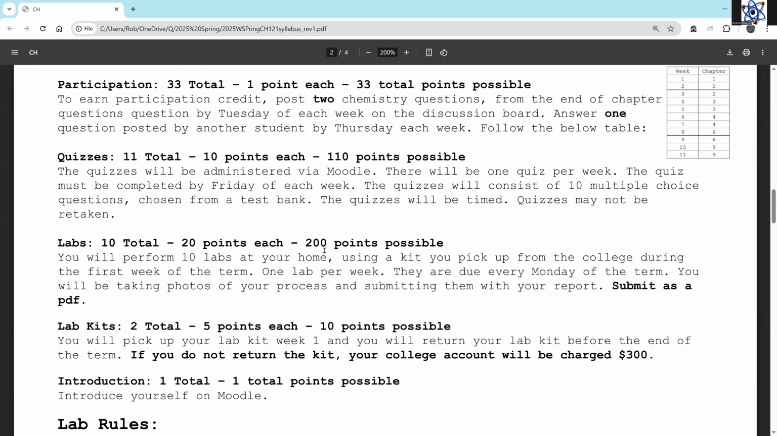Those are going to be 20 points apiece. You're going to be doing those at home, and you will do one of those per week. And then you're going to have those submitted in a PDF with photographs showing the process that you did to complete that lab.